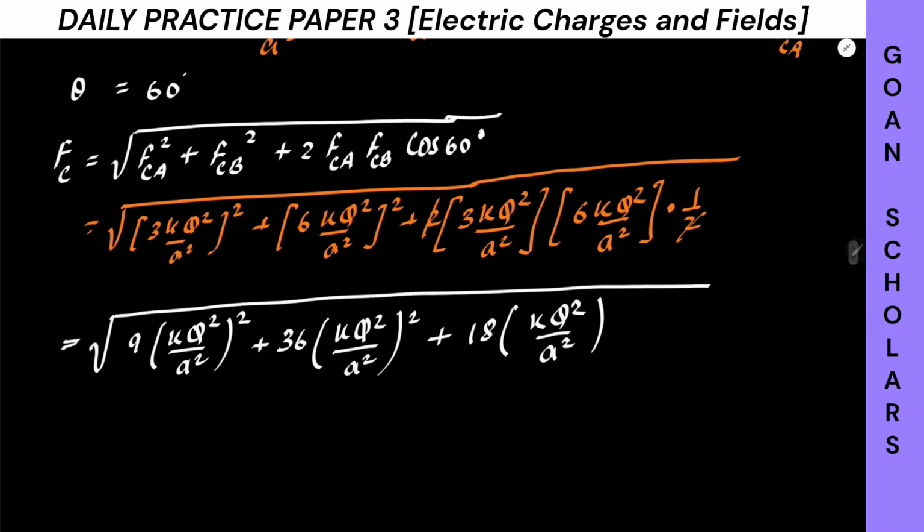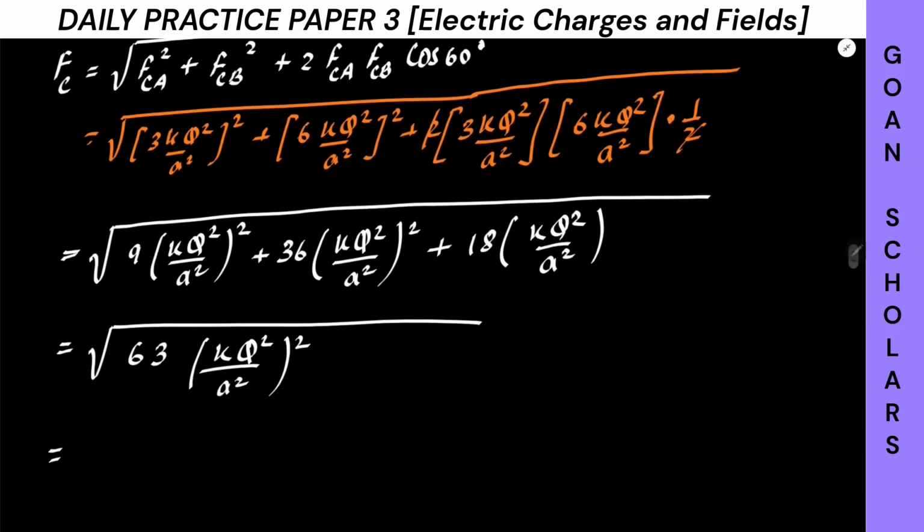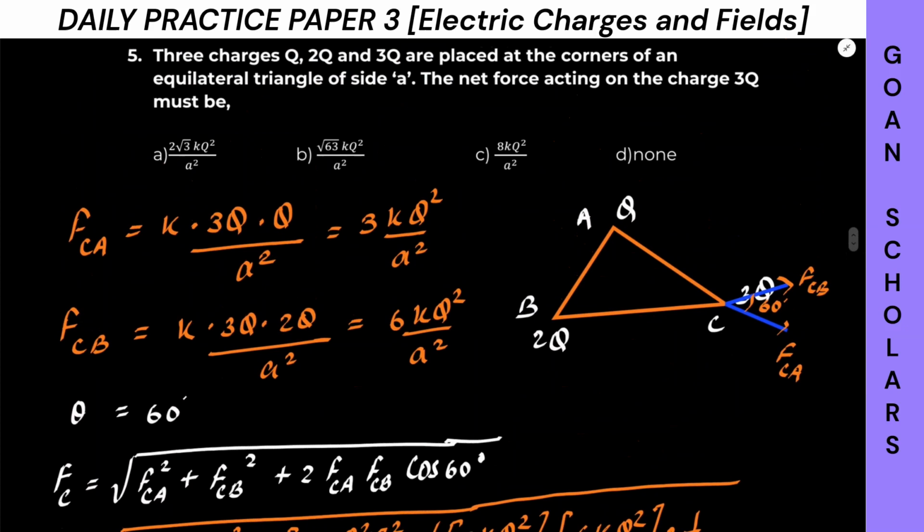Now call this kq square by a square as an apple. 9 apples, 36 apples and 18 apples. Let's calculate the value and figure out how many apples we get. So 9 plus 36 plus 18 gives us root under 63 apples. What are our apples? Kq square by a square whole square. Now when you remove the root, you will get root under 63 kq square by a square. Right? I removed that root. Now 63 you can make it as 3 root 7. But let's see, is there any direct option? Yeah, option B is there. 63 kq square by a square. This was 5th question.